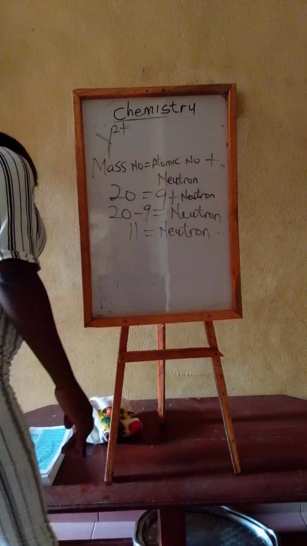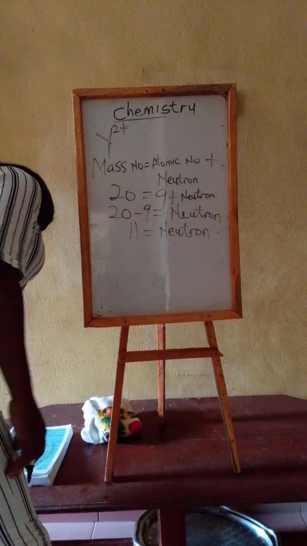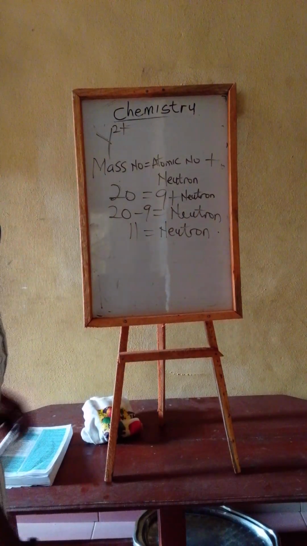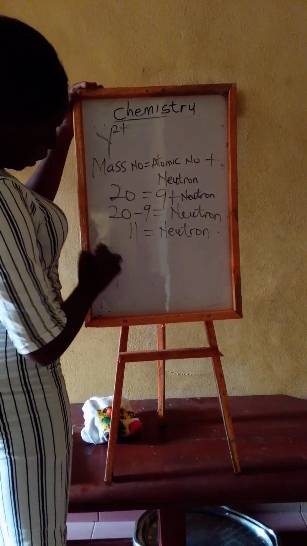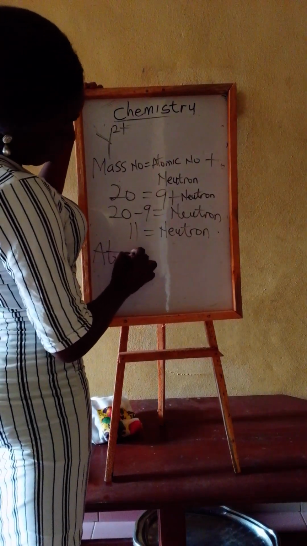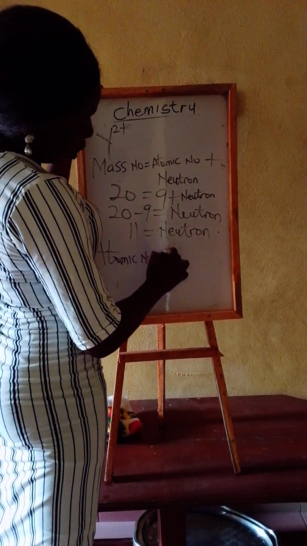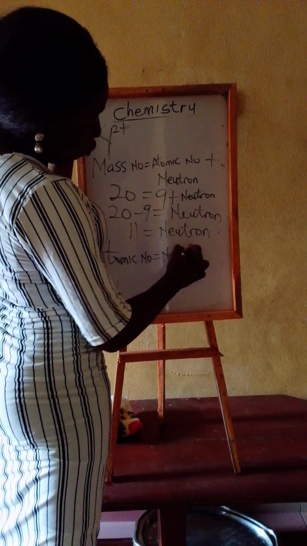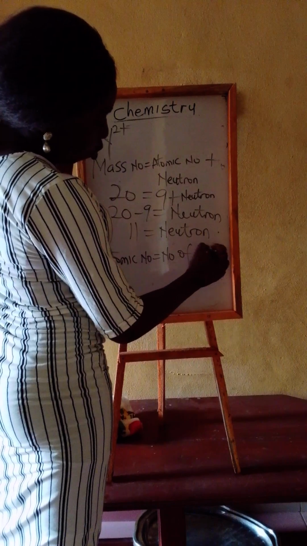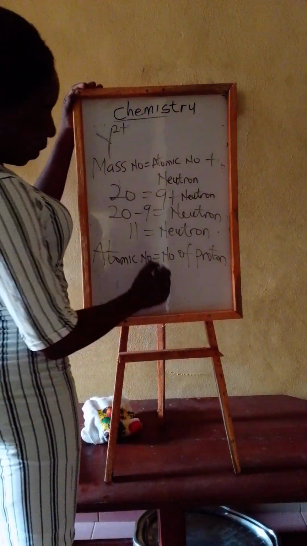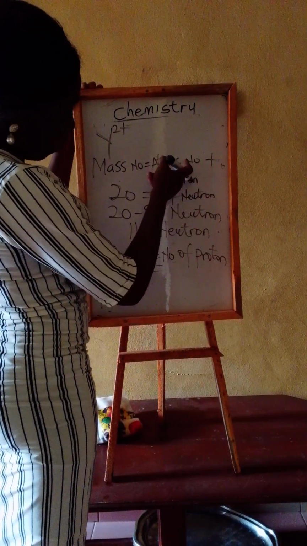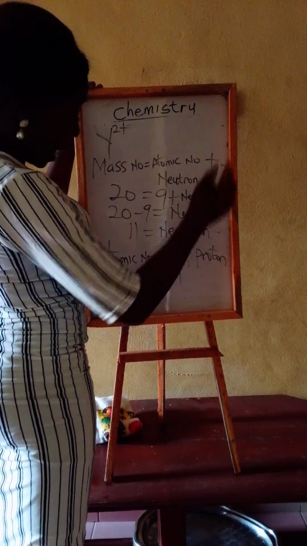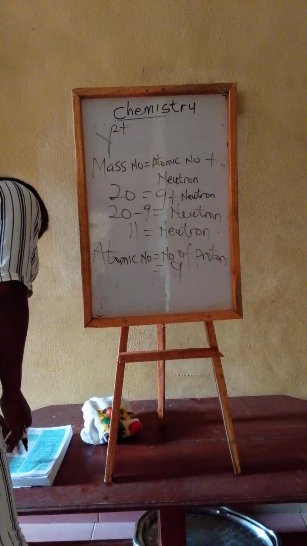So we are asked to calculate the number of proton. Very simple. What do you do? Atomic number equals number of proton. What is number of proton? The atomic number is 9. So automatically it equals 9.